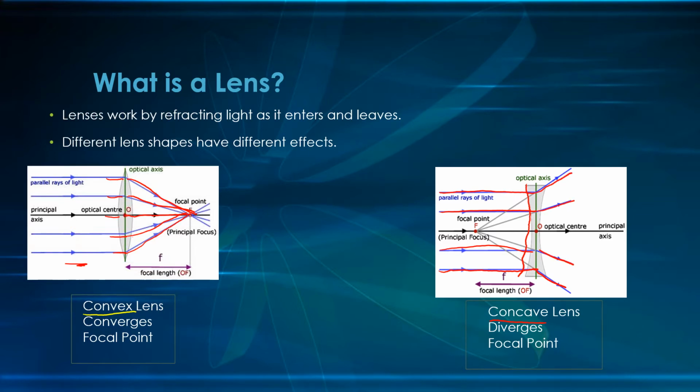Now what this does is change where the principal focus or focal point is. Instead of with the converging lens, we actually trace back from where the light rays diverge, so the principal focus or focal point is in fact in front of this lens. Now concave lenses are also used for glasses and they would be used to correct for short sight.